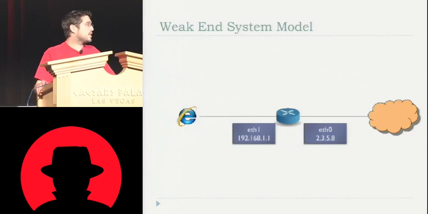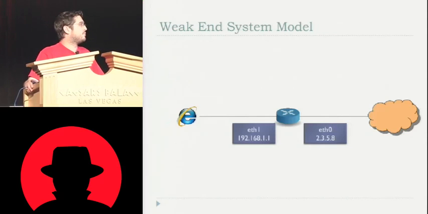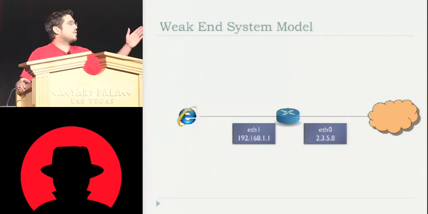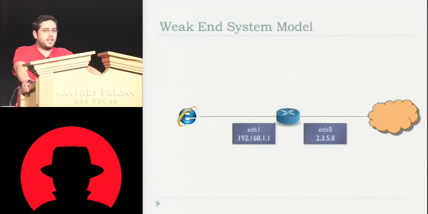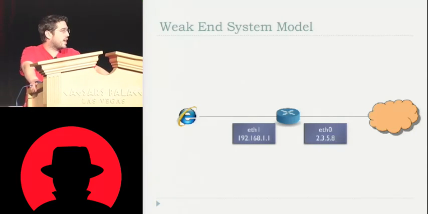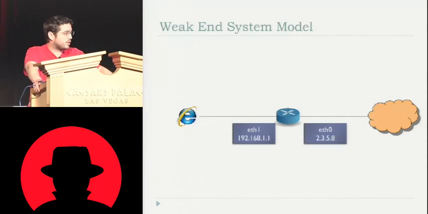So let's take a look at how this works in the context of the router. Again, we have an internal client, a router, and the internet. The router has two interfaces. ETH0 is its public WAN interface, and ETH1 is the internal interface. Now, ETH0 has an IP address of 2358. That's the router's public IP.